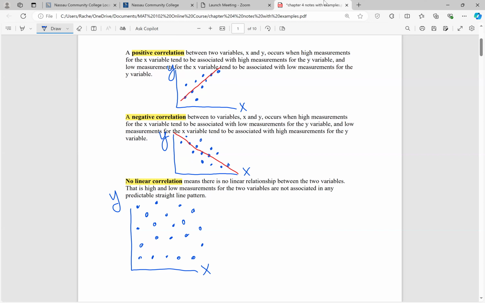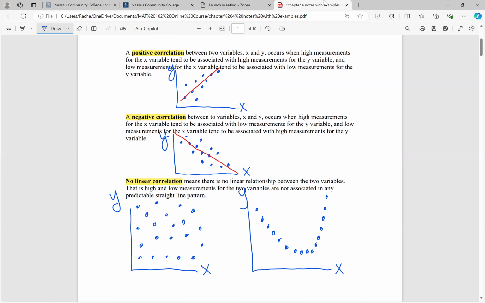But the points don't have to be scattered all over the place. You can have something like this too, where there's no linear correlation. So maybe I have something that looks like this. So in this example, there definitely seems to be some sort of relationship between X and Y. It's just not a linear relationship, right?